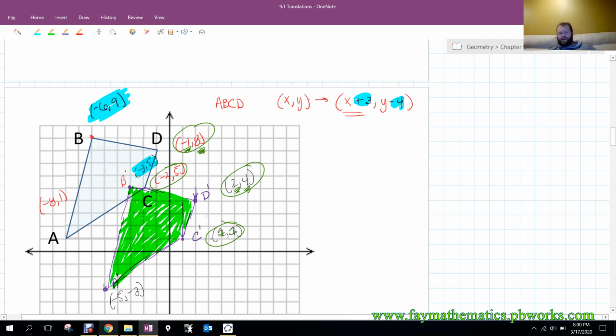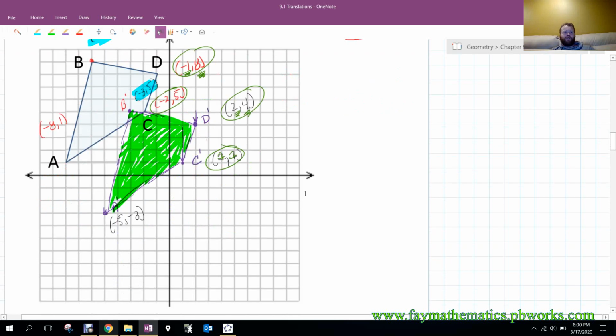So I think what we're seeing here is that instead of actually spending the time to move these and pick this blue one up and transfer it so it becomes the green one, we can just look at the ordered pairs, do the algebra to the ordered pairs, and that gives us essentially A prime, B prime, C prime, and D prime.